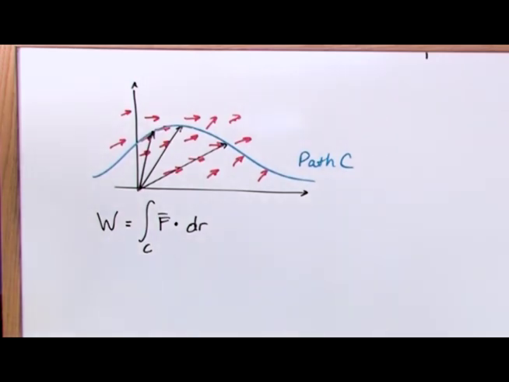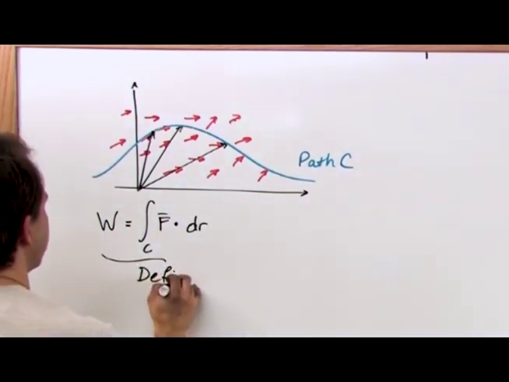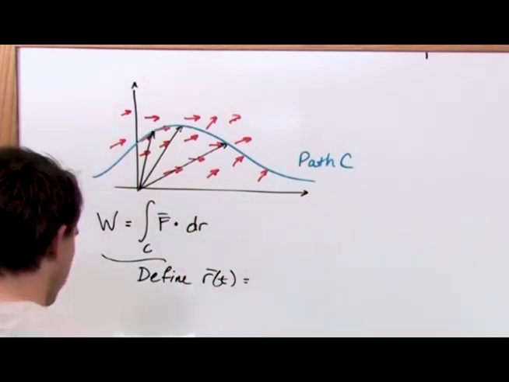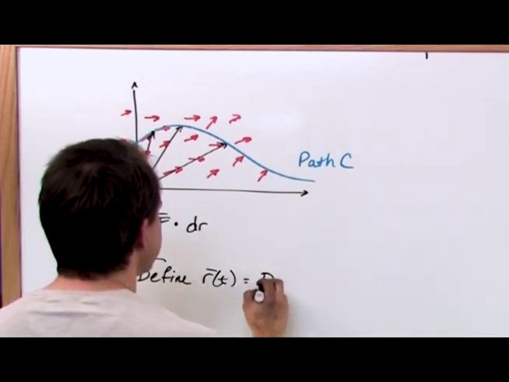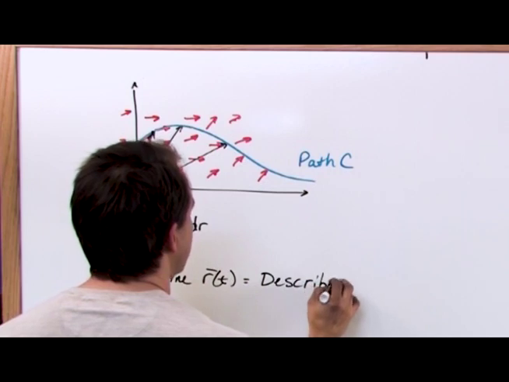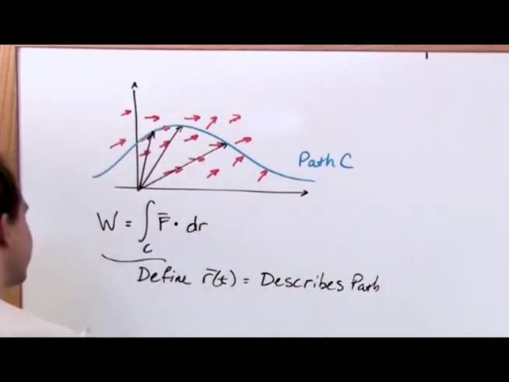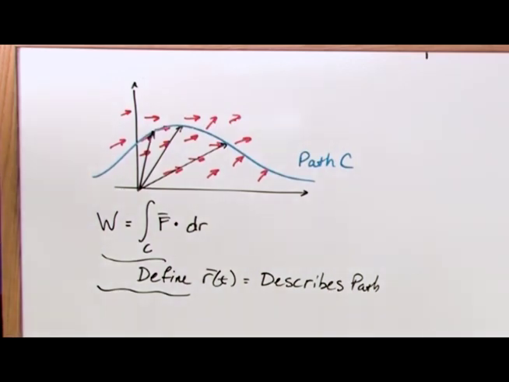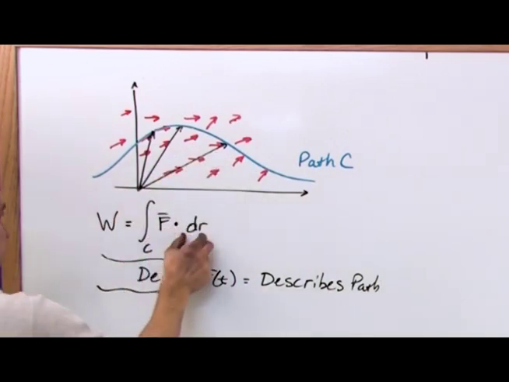Okay, so how do we do this? What we're going to do is define r of t, which is a vector, and it's going to be exactly the same as it was before. It describes the path. Okay, that's going to be very important. And then when it's all said and done, once we define the parametric version of this path, exactly as we've done before, what is the equation going to be for this line integral? It's a little bit different because this is a vector field, and this is actually a dot product. This is a vector dotted with dr.